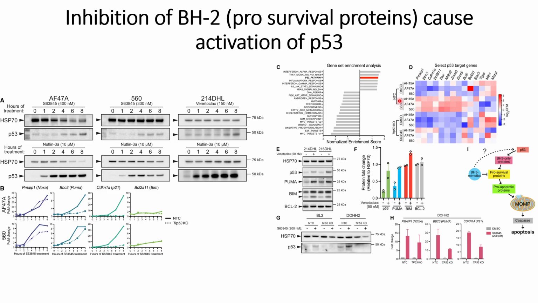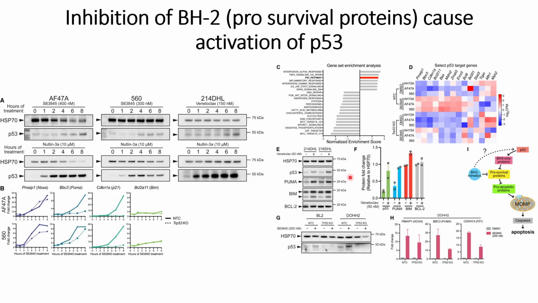They found that in the case of control, they see an increase in markers such as PMAIP1, DVC3, CDKN1A, BCL2L11. But where p53 is knocked down, the increase in the markers is very low or almost negligible. They did this analysis on AF47A cells, and they did a similar analysis on the 214 DHL cells.